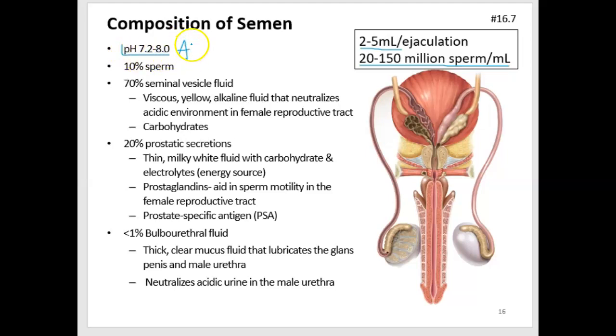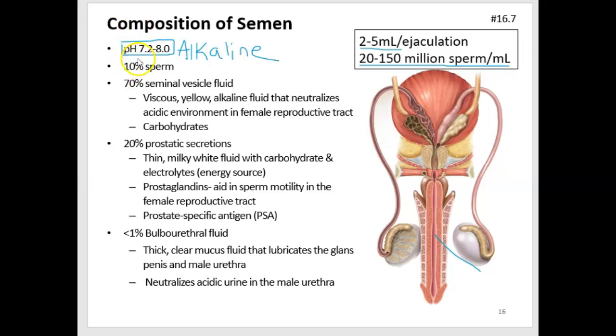And this is important because the urethra in the male is somewhat acidic due to the presence of urine in the past. And also the female vagina is acidic. And so this alkalinity will help keep the pH of the sperm regulated. It won't be exposed to too much acid.